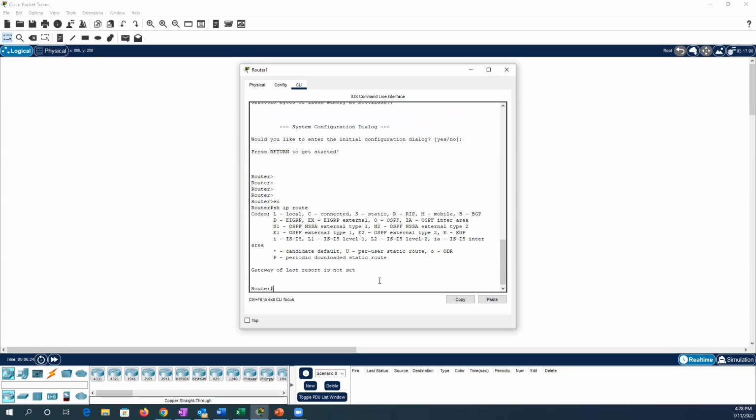Let me just explain real quick: think about the default gateway as the main post office. Yeah, that's it.